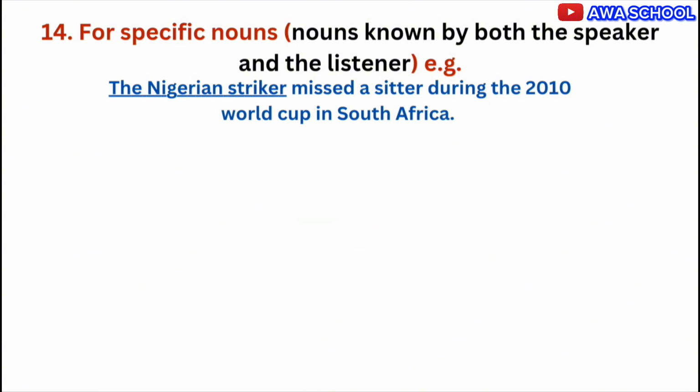Alright, let's continue. Another example, the young man is here now. We use the because the young man is known to both the speaker and the person listening.